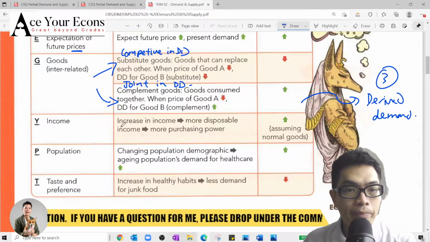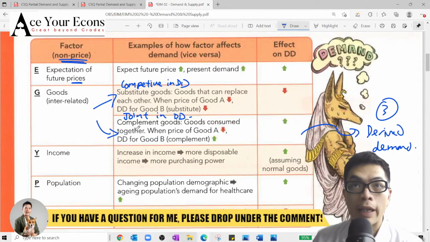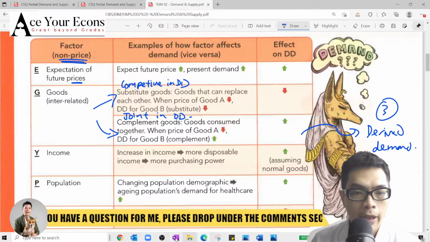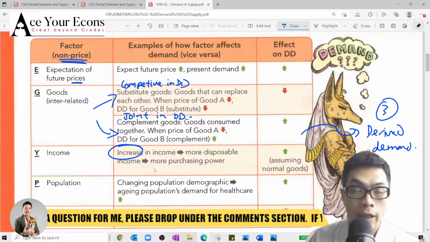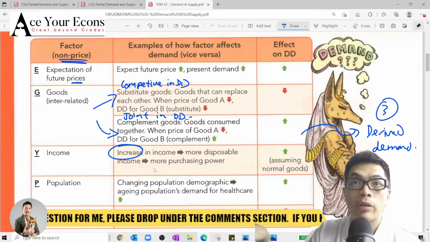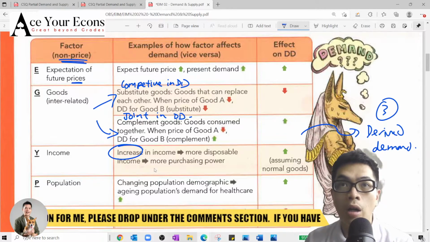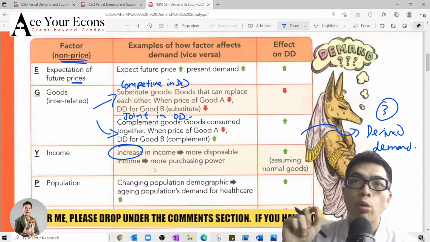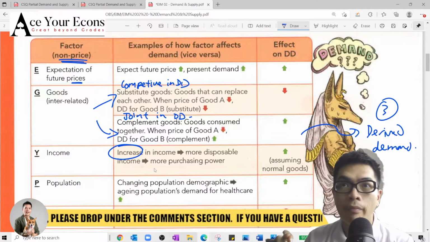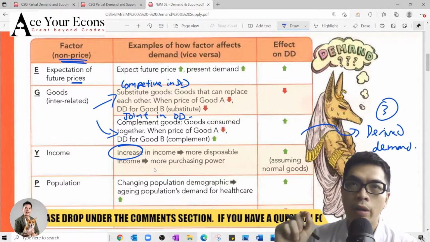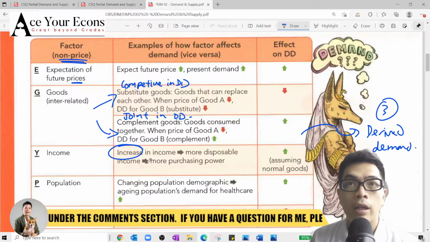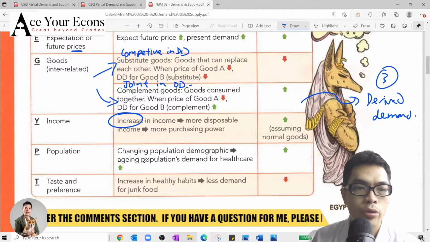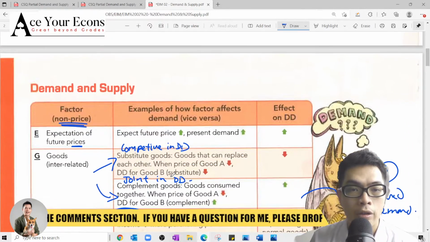Alright, income. The key difference between income here and income earlier on is that there's a change in your income. Earlier on, when you're illustrating movement along your demand curve, there is no change in income. It's a price factor. So when there is a change in income, it's going to affect your demand curve. I'm going to go through them in totality later. I just quickly run through population and taste and preference.